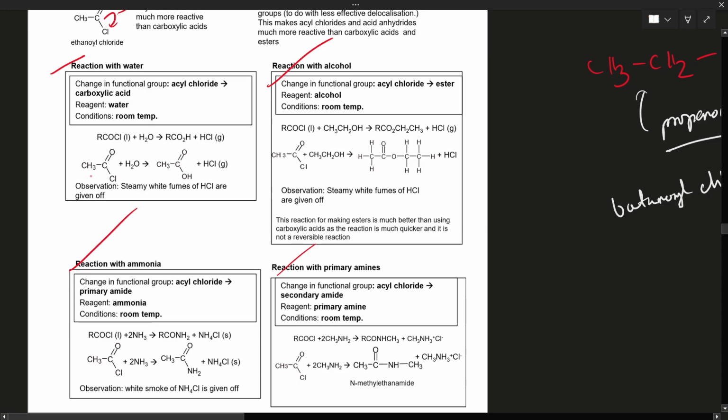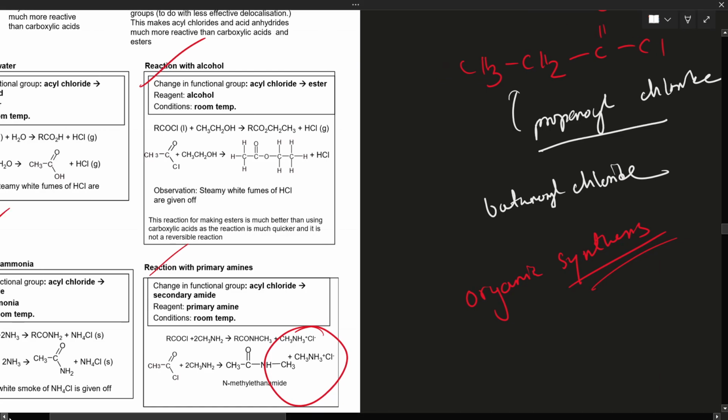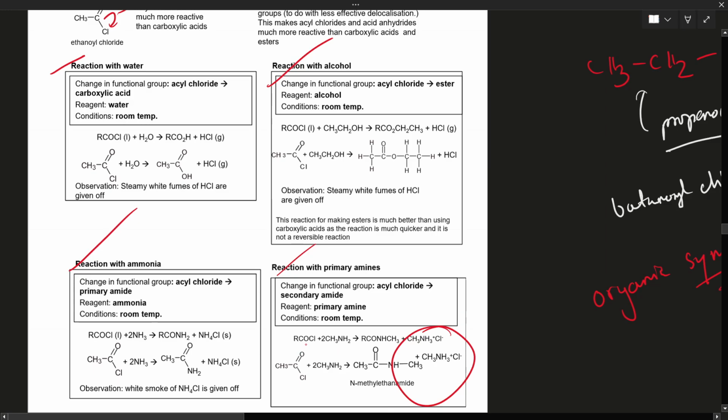Because there is a very nice question they ask you in Unit 4 or sometimes in Unit 5 as well, which is known as organic synthesis. Organic means all the compounds you're going to work out are organic, no inorganic. And synthesis basically means the process. So they might ask you to produce a primary amine from a carboxylic acid. In that case, you might have to convert the carboxylic acid into an acyl chloride first, and then get your primary amine.